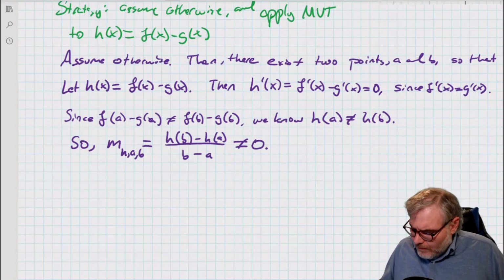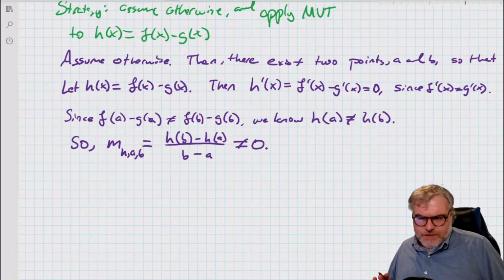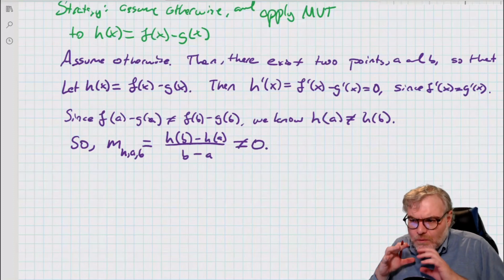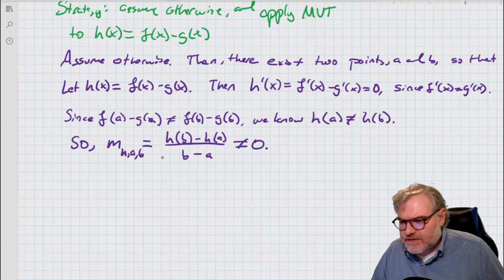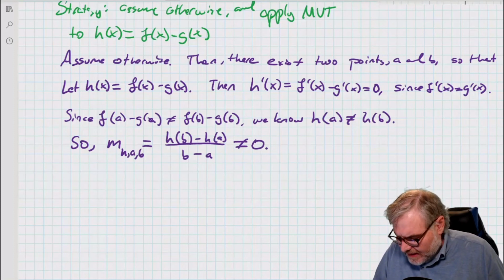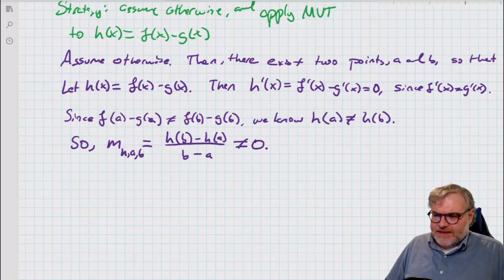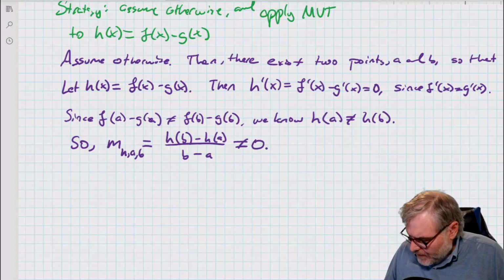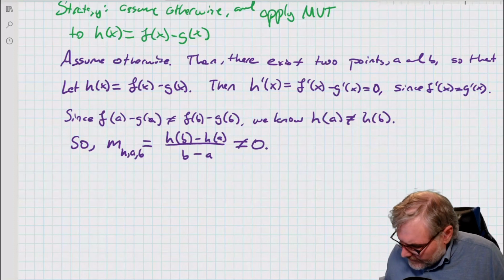Okay, so I'm going to wind up with somewhere where this slope, right? I know that there has to be a point where the slope equals M_H,AB, the slope of the secant line for h. I usually just say M_AB, but here it's not exactly unambiguous. I'm saying the h there. Okay, so I'm going to get that with the MVT, right?